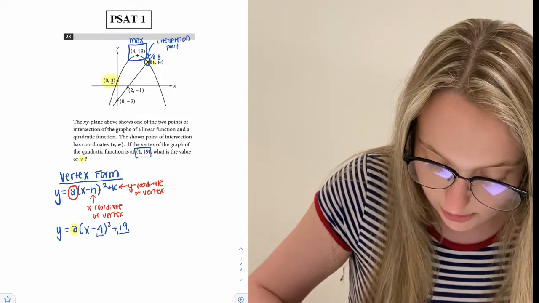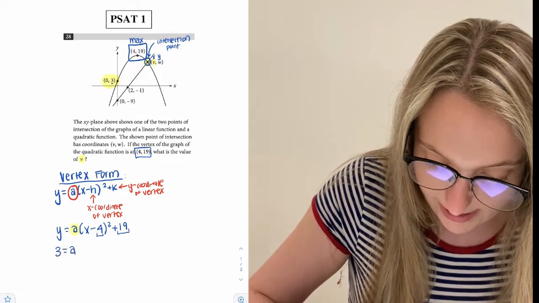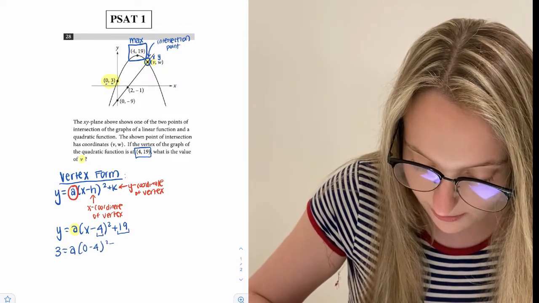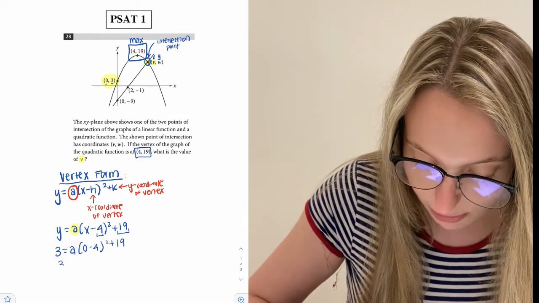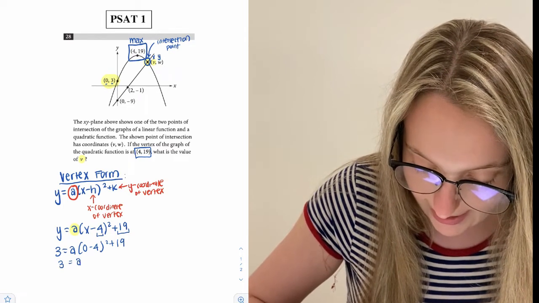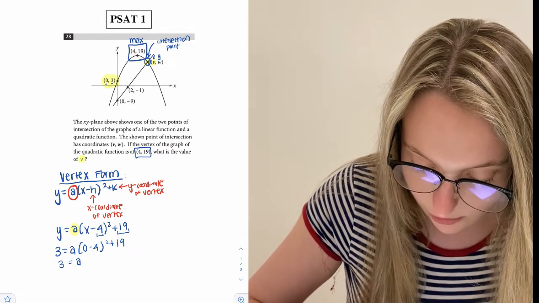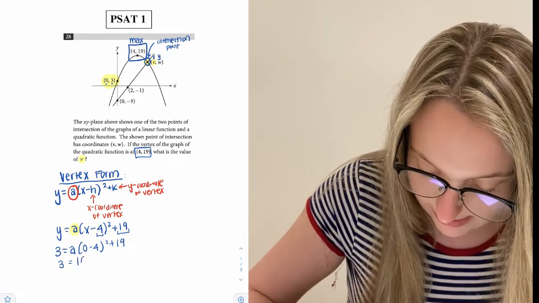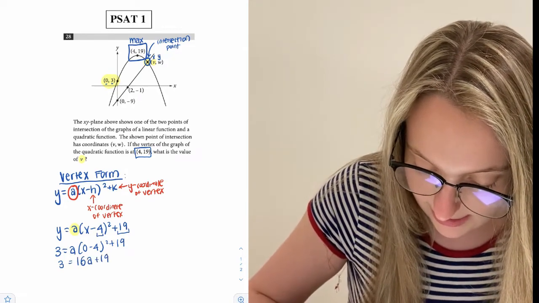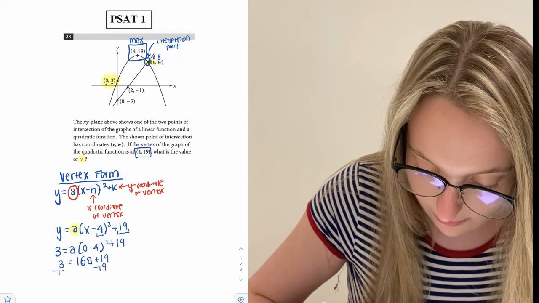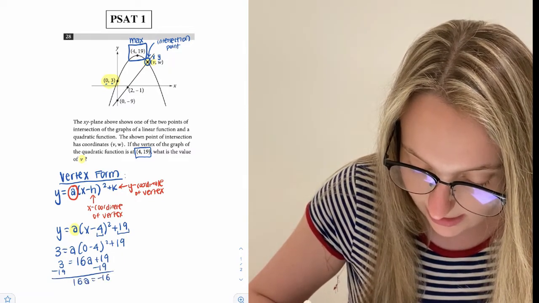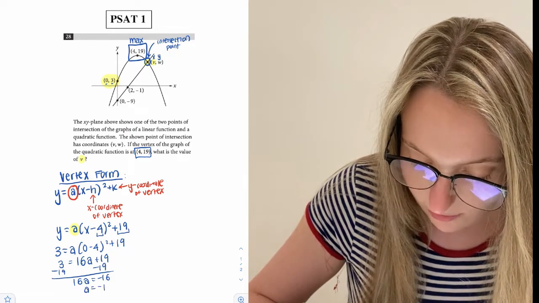So the y here is 3, so 3 is equal to a. The x is 0, so (0 minus 4) squared plus 19. We get 3 is equal to a times negative 4 squared, which is 16. So let's just actually write that down as 16a plus 19. We'll subtract 19 then from both sides. We get that 16a is equal to negative 16. So a is equal to negative 1.